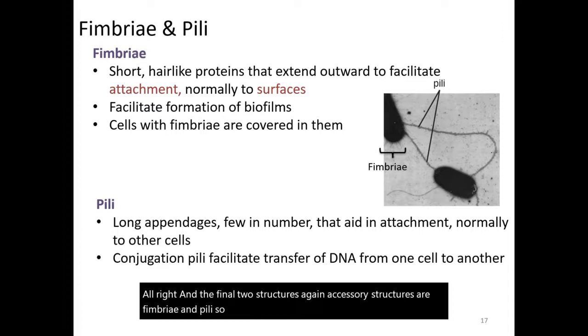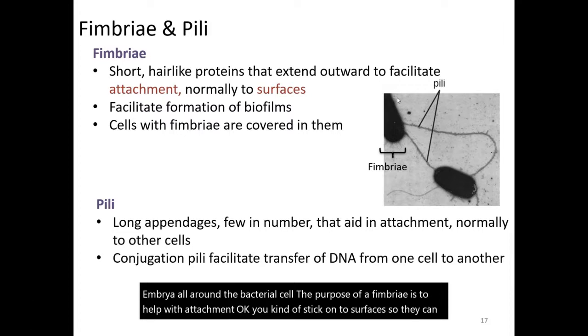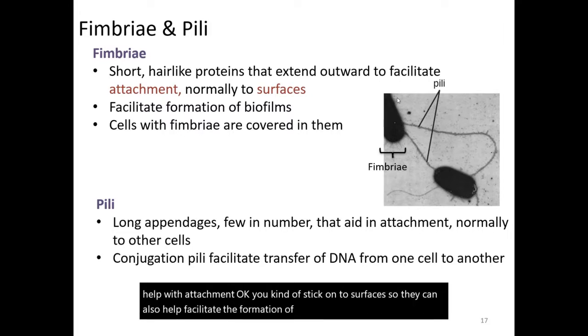So Fimbriae are these little short hair-like projections that will cover the entire organism. So if you look at this picture, I noted some of the Fimbriae. Looks kind of like a shadow in this picture, but if you look close, you can see there are these tiny hair-like projections, but they do completely cover the bacteria. Okay, if you look at where my mouse is, you can see there's Fimbriae all around the bacterial cell. The purpose of a Fimbriae is to help with attachment. Okay, they kind of stick on to surfaces. So they can also help facilitate the formation of biofilms as well. And Fimbriae are only found on prokaryotic organisms. Okay, so it's unique to prokaryotes and it helps with attachment or adherence.